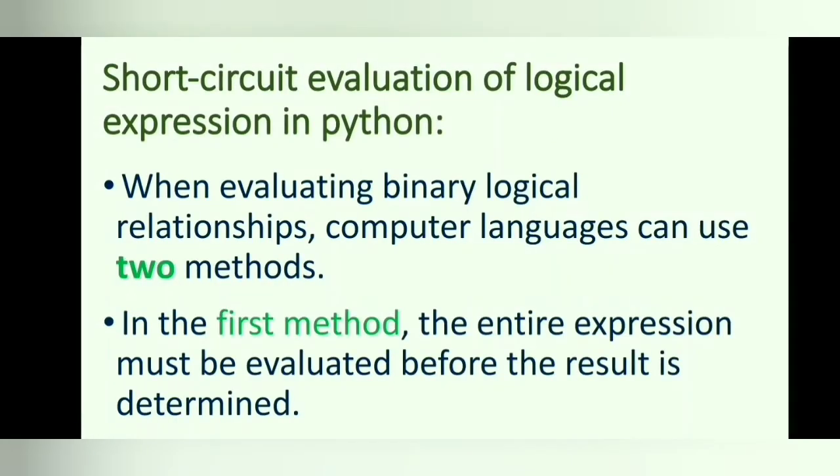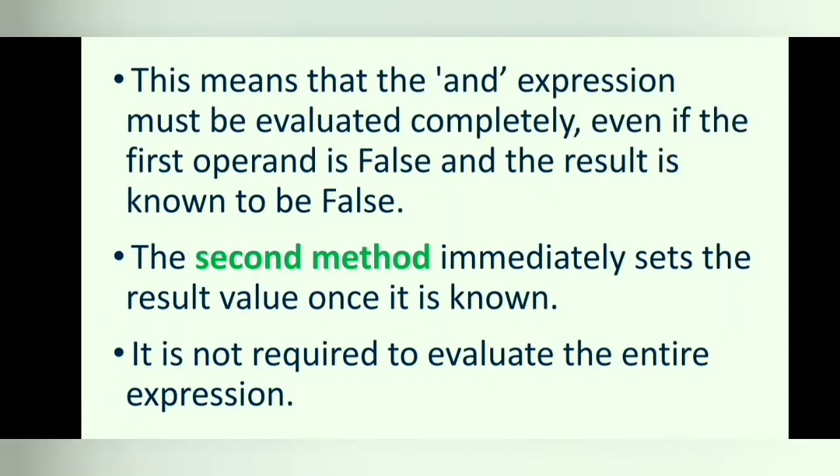Short circuit evaluation of logical expressions in Python. When evaluating binary logical relationships, computer languages can use two methods. In the first method, the entire expression must be evaluated before the result is determined. This means that the AND expression must be evaluated completely even if the first operand is false and the result is known to be false. The second method immediately sets the result value once it is known. It is not required to evaluate the entire expression.